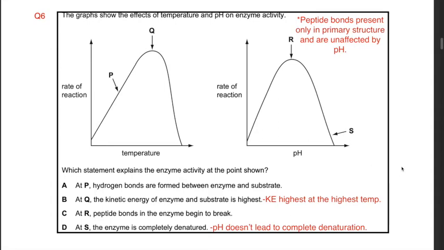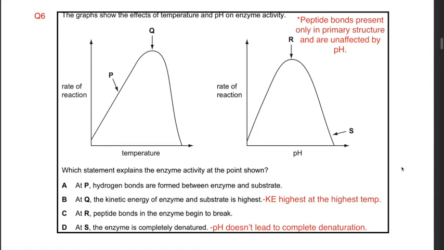C. At R, peptide bonds in the enzyme begin to break. R represents the rate of reaction according to the change in pH, and pH doesn't affect peptide bonds because peptide bonds are only located in the primary structure, and primary structure is unaffected by the pH. Therefore, C is also incorrect.